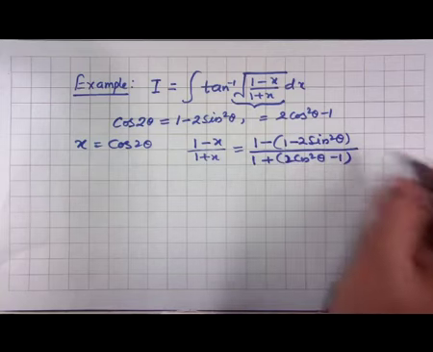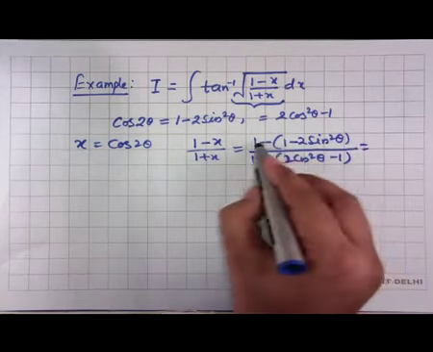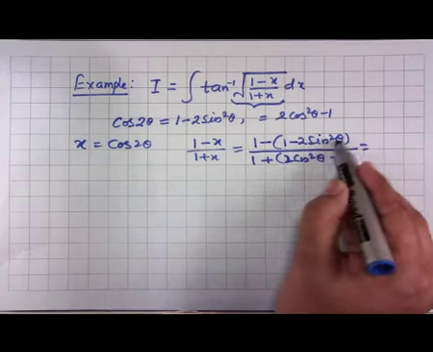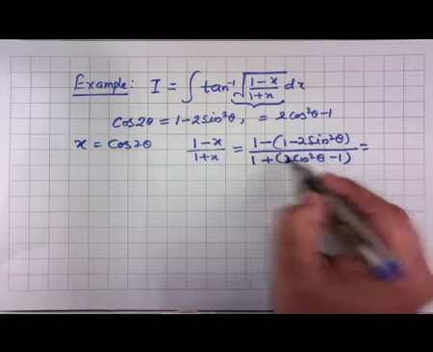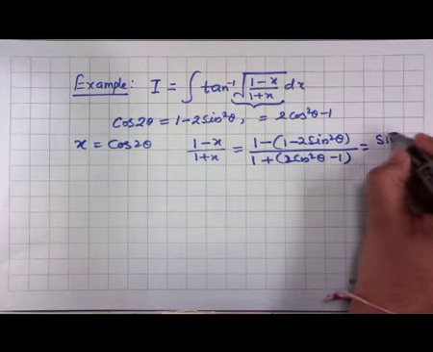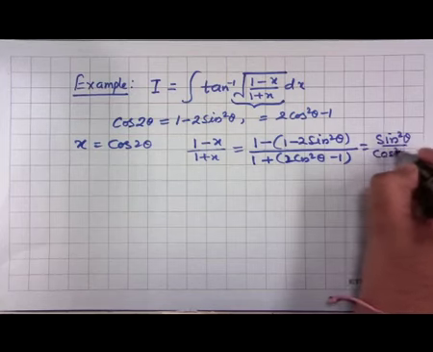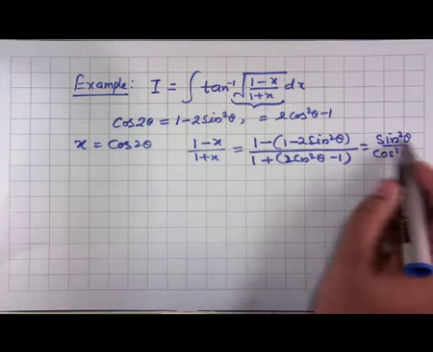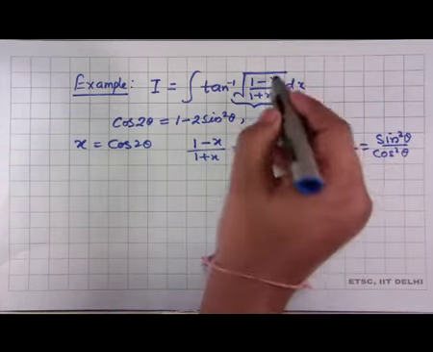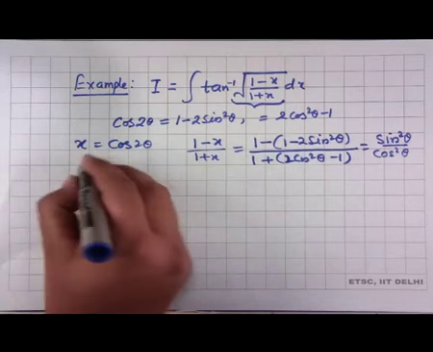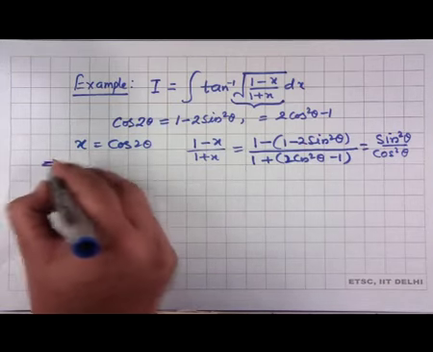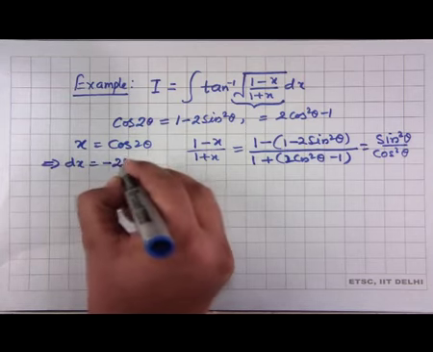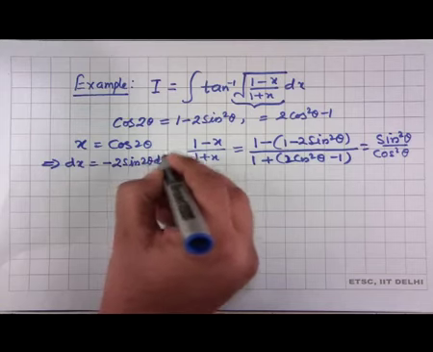Carefully, if you look at it, this one gets cancelled, this one also gets cancelled. In the numerator you will get sin square theta, in the denominator cos square theta, because 2 also gets cancelled with 2. So 1 minus x over 1 plus x becomes sin square theta over cos square theta, which is nothing but tan square theta, and this was our aim. So making this substitution, x is equal to cos 2 theta, which gives dx equal to minus 2 sin 2 theta d theta.